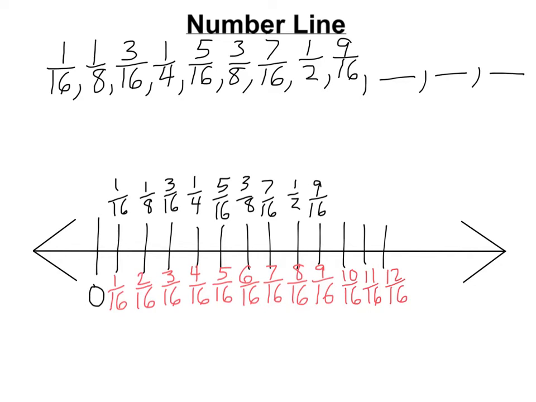So 10/16 can be divided by 2 over 2. 10 divided by 2 is 5. 16 divided by 2 is 8. So the next number in our sequence is 5/8. 11 and 16 cannot be reduced together, so that one just stays the same. And finally, 12/16 can be reduced by 4 over 4. So 4 goes into 12 3 times, and 4 goes into 16 4 times. And so the third number in my sequence would be 3/4.